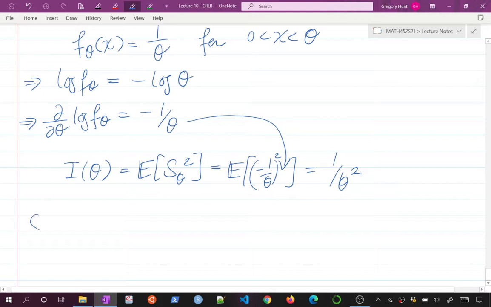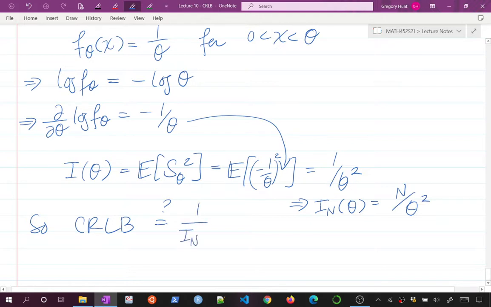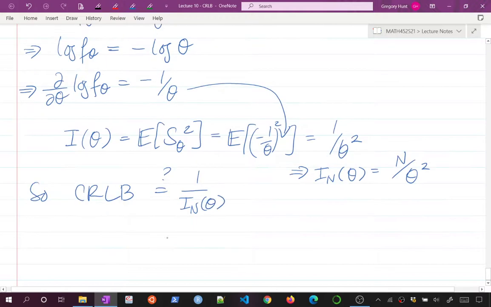And so the CRLB, let's add a question mark. There's some weird stuff going on, we're not really sure. Of course, the information for n of these would be multiplied by n, so it would be n over theta squared. And so the CRLB, which should be 1 over the n-sample information for theta, the inverse of this, would be theta squared over n.